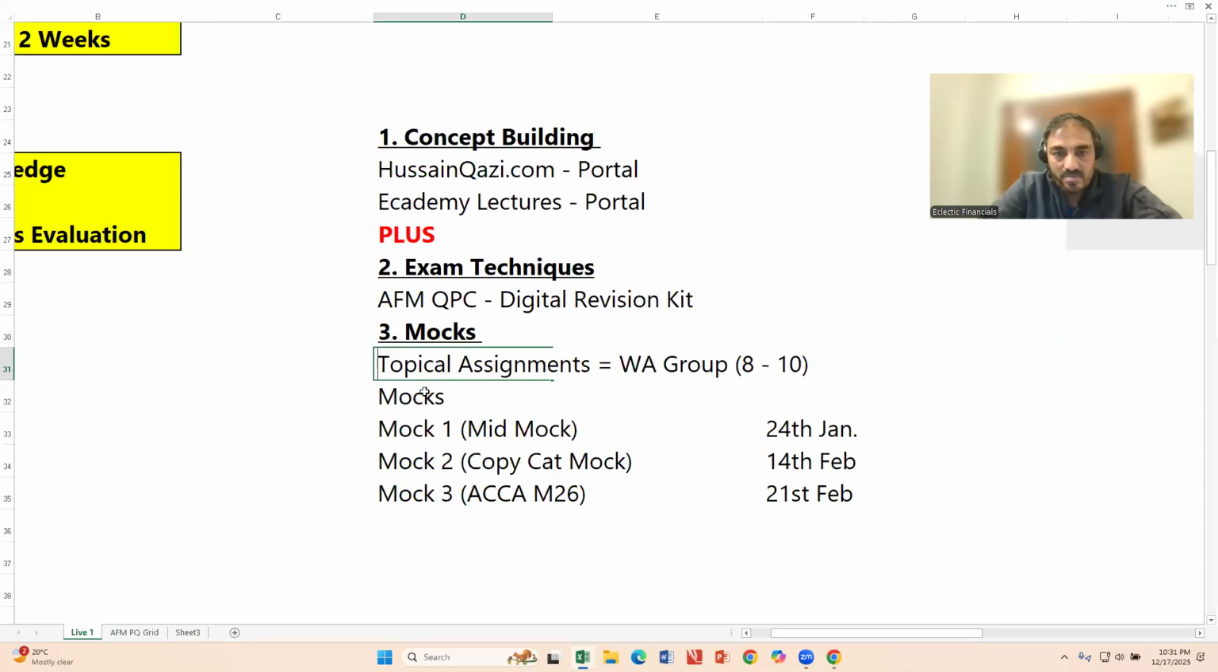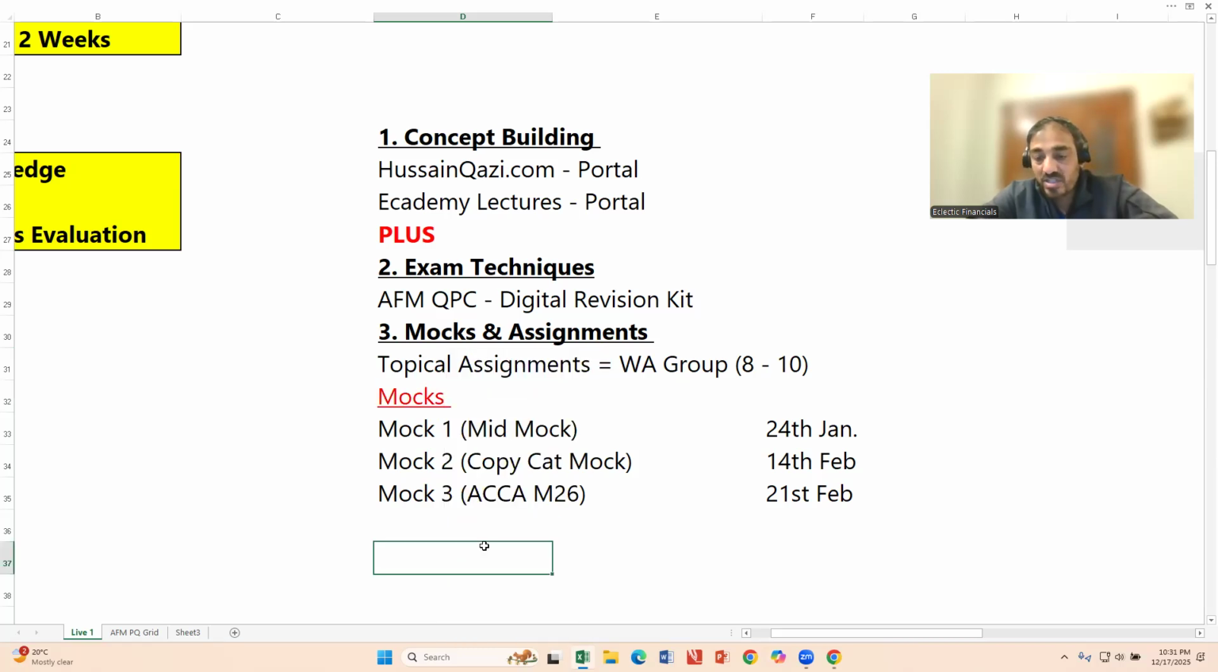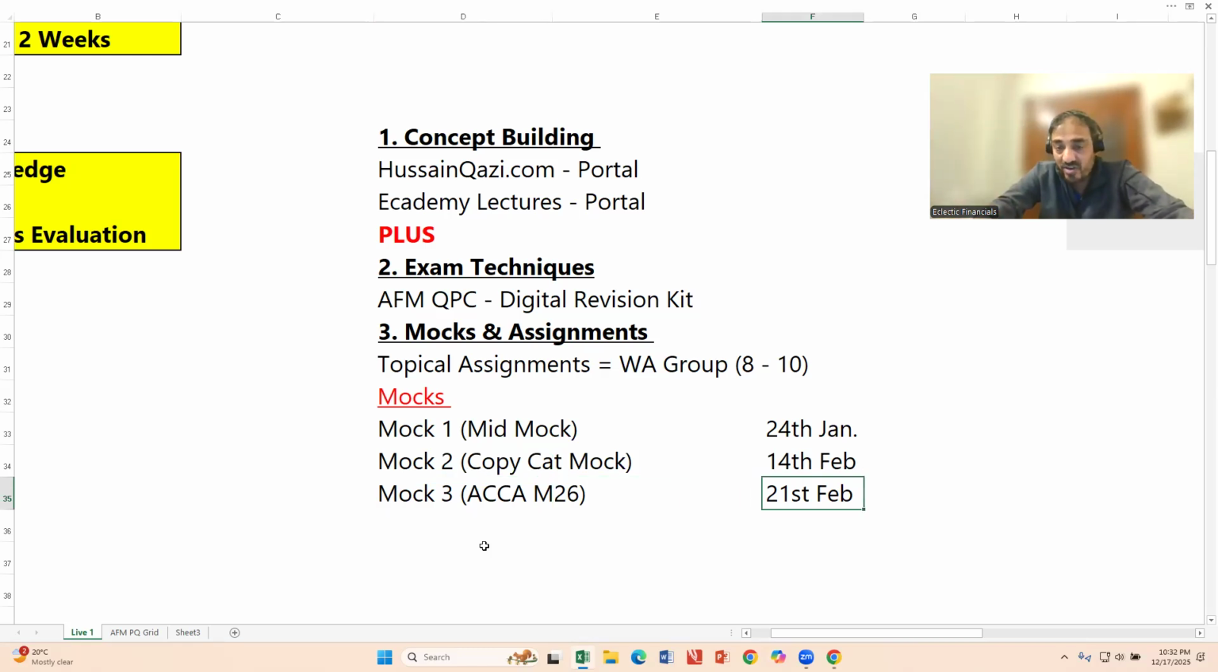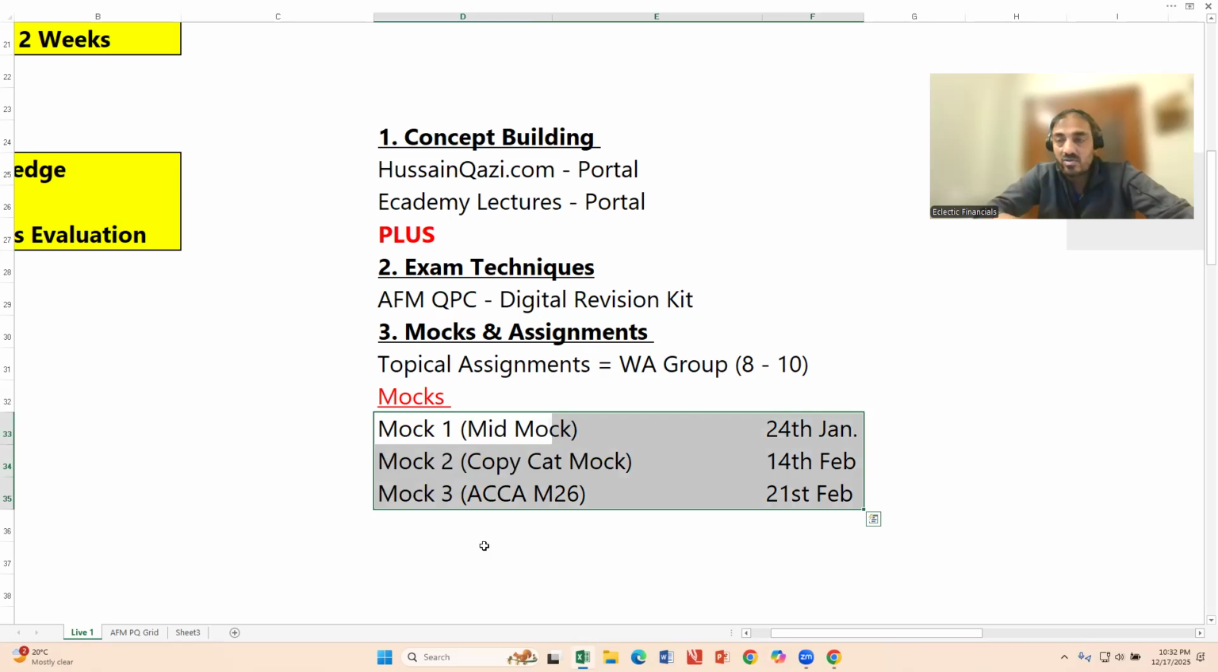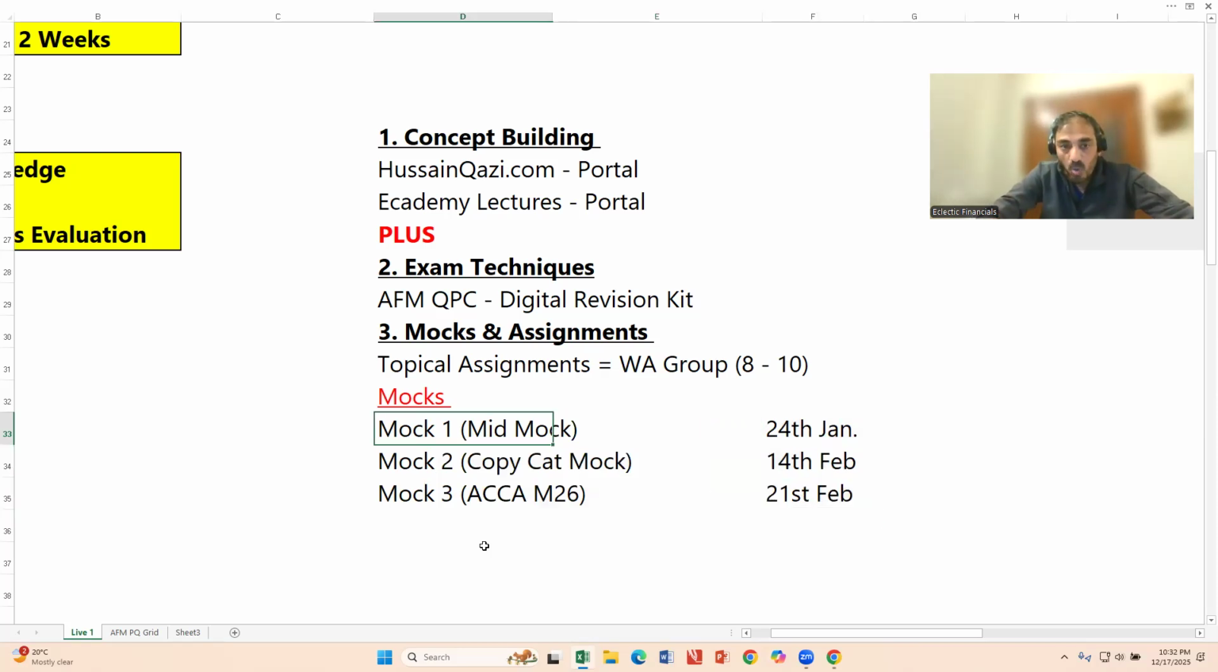Number 1, mocks and assignments. I will give you the topical assignments on a weekly basis plus these mocks. Mock 1 will be held on 24th January, that's called the mid mock. Mock 2, the name I've designated copycat mock, is on 14th February. Mock 3 is the ACCA March 26 mock, that's on 21st February. I strongly recommend, it's an order in fact, that you log these mocks in your calendar now.